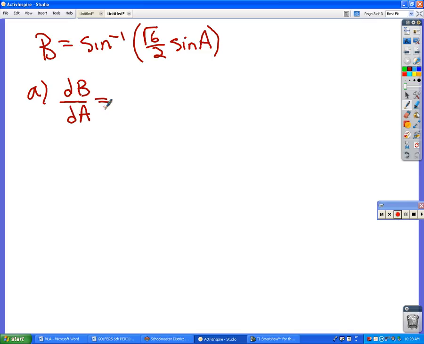I got this one. Ruthie's got this one. 1 over square root of 1 minus x squared. So my x is this thing right here. So that squared is going to be 6 over 4 sine squared of A, right? And I have to multiply that by the derivative.